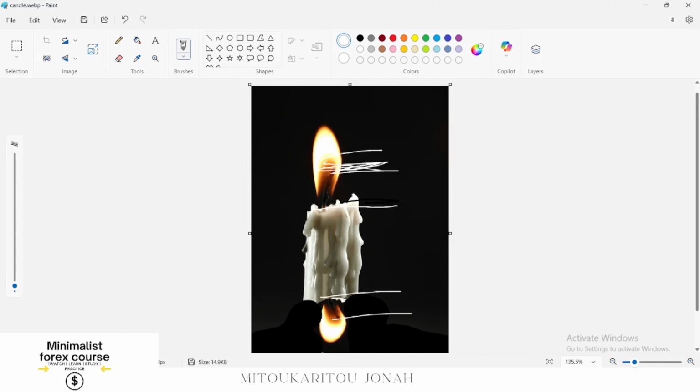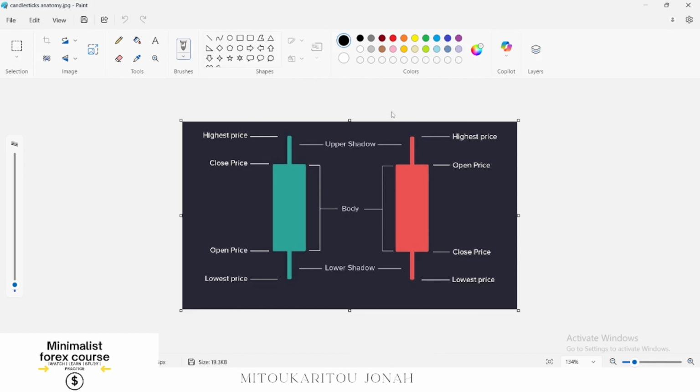All right, so let me hop onto the chart. We see a candle has four basic parts. It has the open and the close, and then it has the low and the high. Now, the open and close differ for different candles, but the high and the low remain the same.